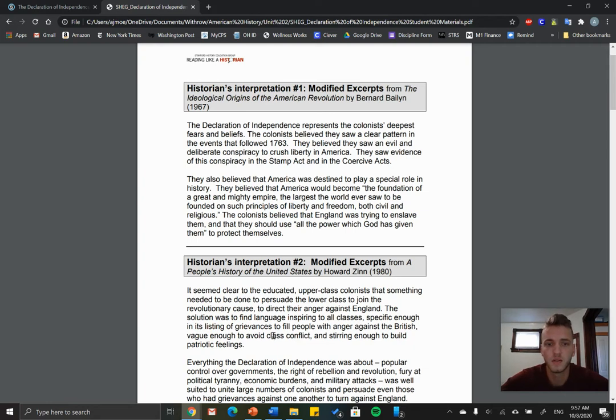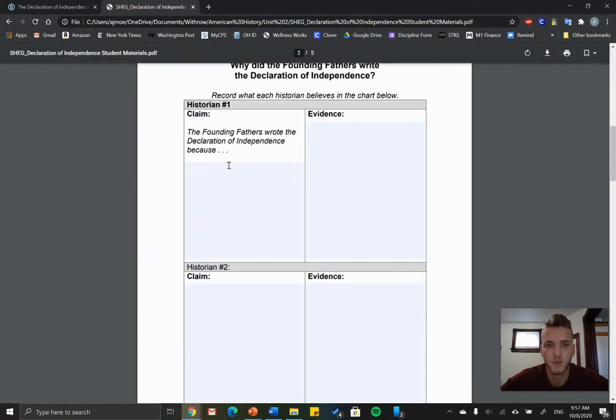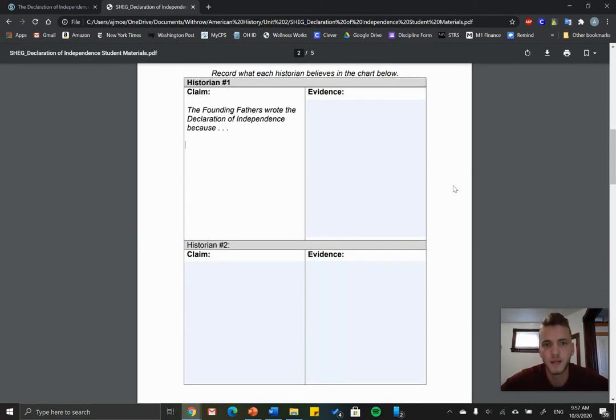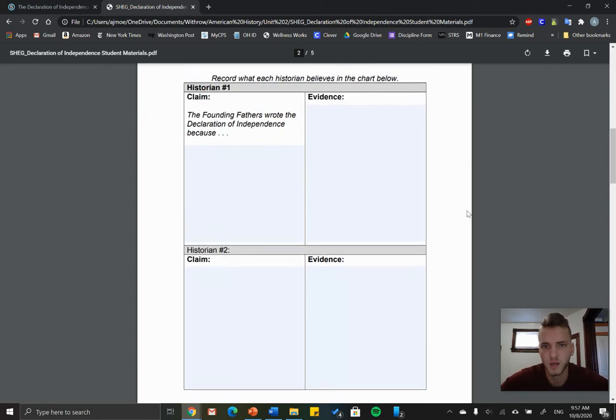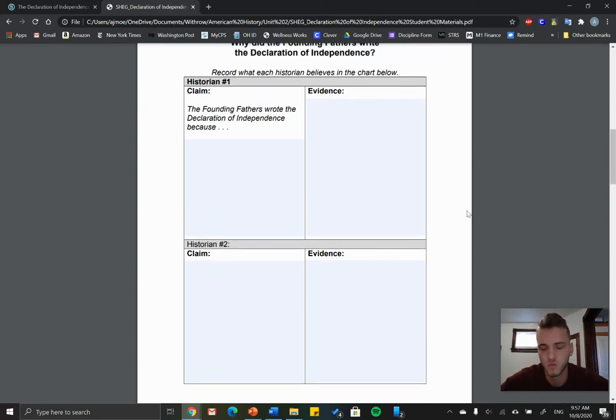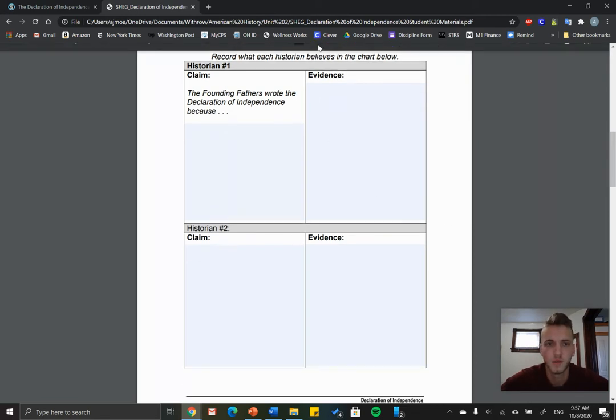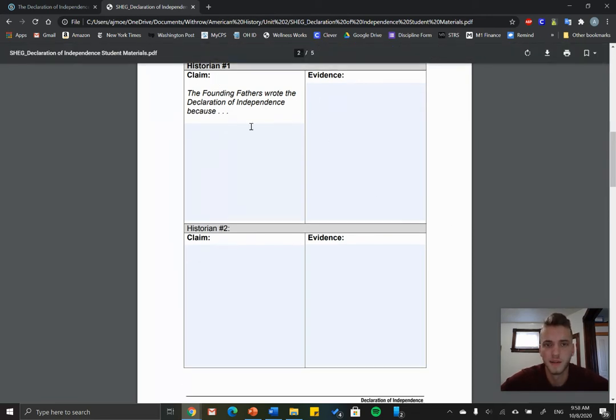So you'll read their takes on it, and then you've got this graphic organizer here, and you should be able to type right in here and save your PDF to your computer. If you can't, you can either use the paper copy I gave you in class or just write down your answers on notebook paper and take a picture of it. Okay, so you'll record their claim and the evidence that they use to support their claim.